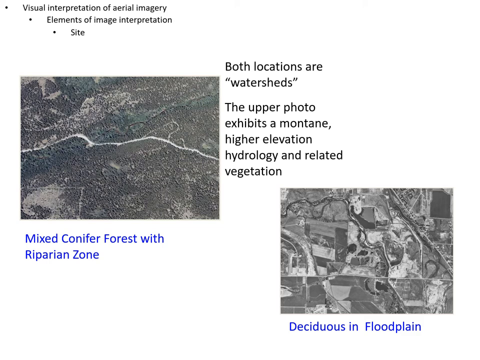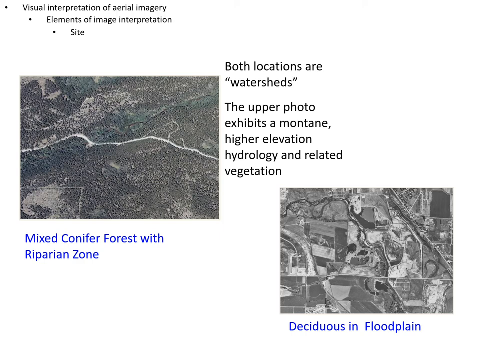More information about sites. Both of these locations are watersheds, but if you look to the left, that's a montane. It's a higher elevation hydrology and related vegetation. It's a very well constrained stream, so you don't see a lot of meandering. So that's in a mixed conifer zone. Mixed conifer forest with riparian zone associated, and that's also up in the mountain campus.